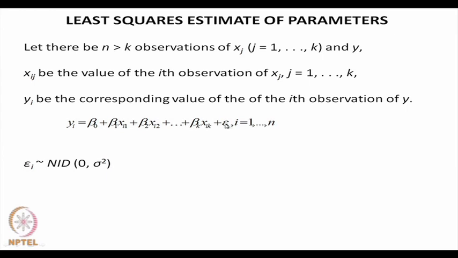And normally epsilon, the random error component, is defined as normally and independently distributed with 0 mean and constant variance sigma square. This is a symbolic notation for the stochastic variation of the noise component epsilon: a normally and independently distributed random variable with 0 mean and variance sigma square.